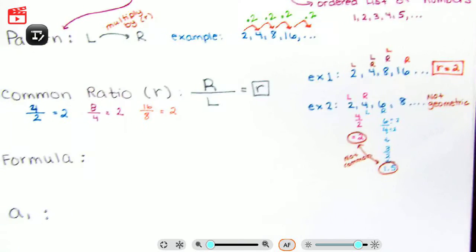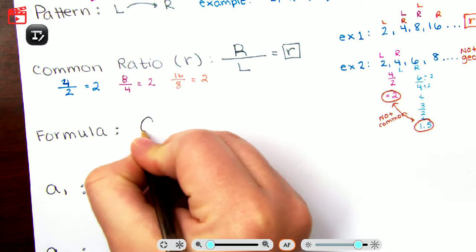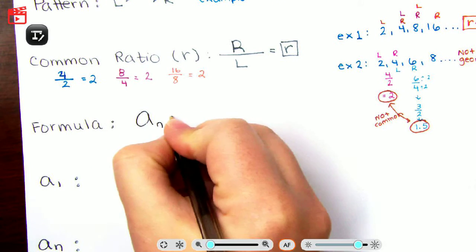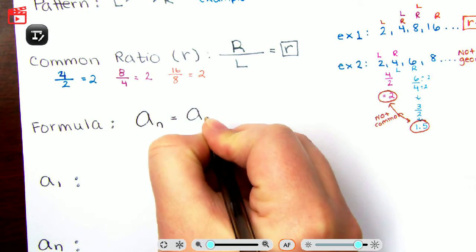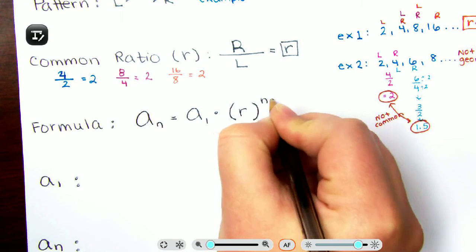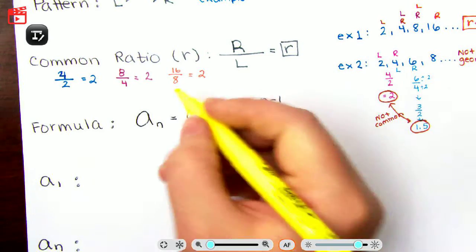You will have to know a formula, so let me go ahead and write that formula out for you. The formula is this: a sub n is equal to a sub 1 times r to the n minus 1 power. So the n minus 1 is the power. Notice that it's smaller and above. I'm going to highlight that for you so you know.